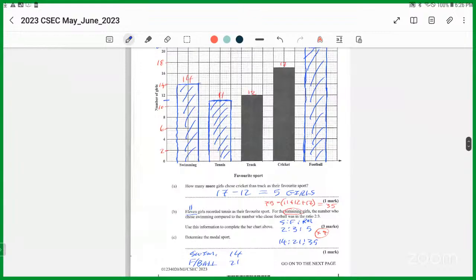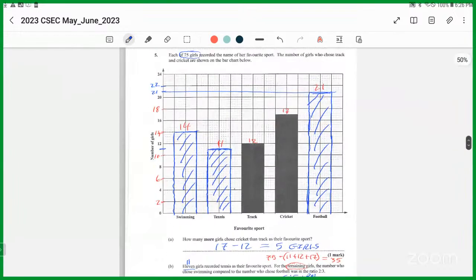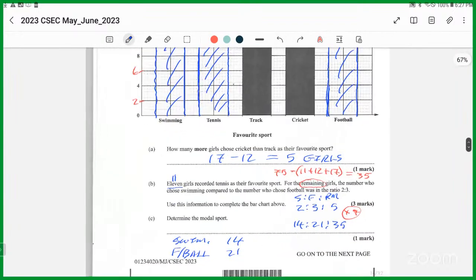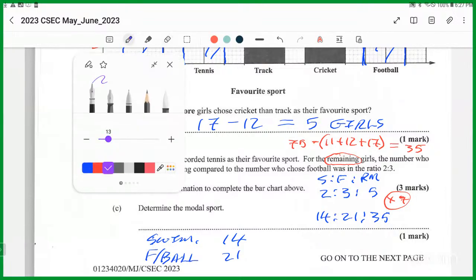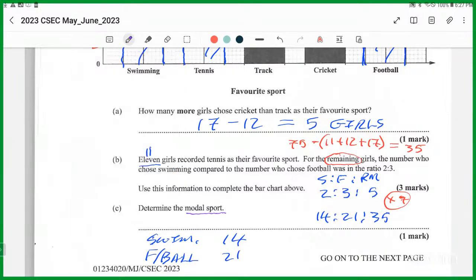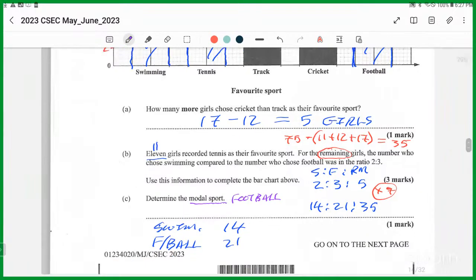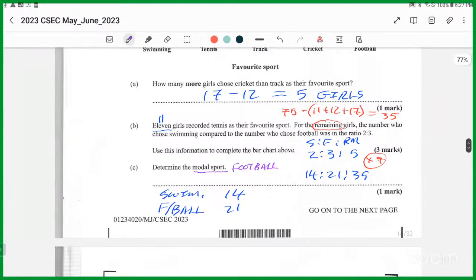It said determine the mode of sport. The sport with the highest number of people is football, isn't it? Let's write football right here. Mode of sport is football. That's it. One mark for that.